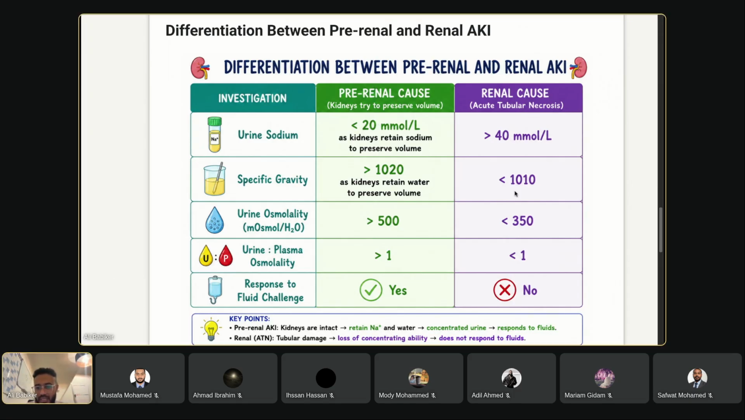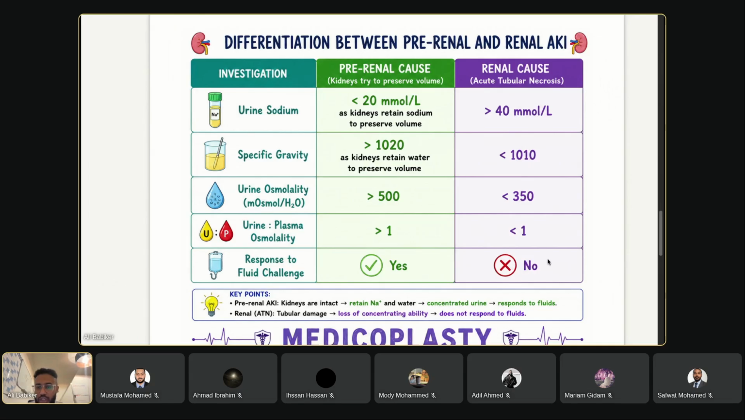Here is totally the opposite. Why? Because in the renal cause, you lost the renal tubules' action. You lost the cells, so they will not be able to absorb the sodium. That's why the urine sodium will be high. If the sodium is high, the water will follow the sodium. That means the specific gravity will be low. Same for osmolality, same for urine to plasma osmolality. And if you give fluid, there will be no response because the main problem was not that you are losing fluid. The main problem is the tubules, the kidney itself is affected.